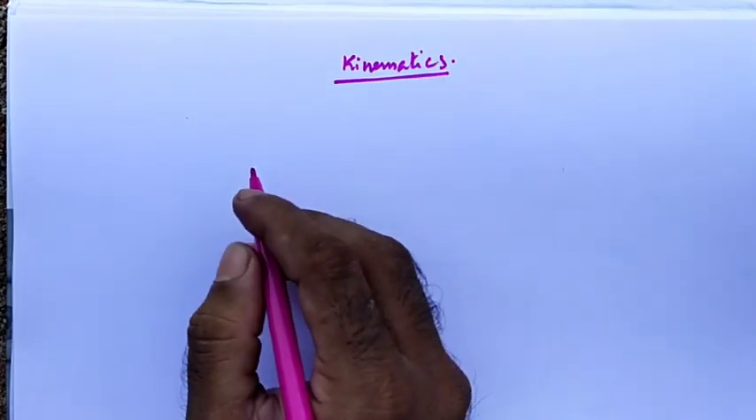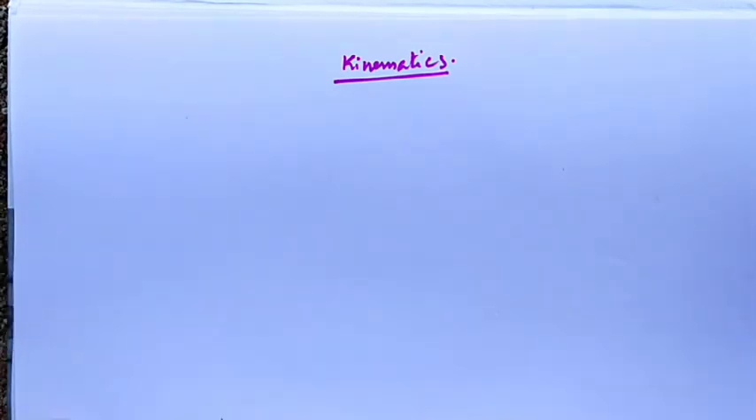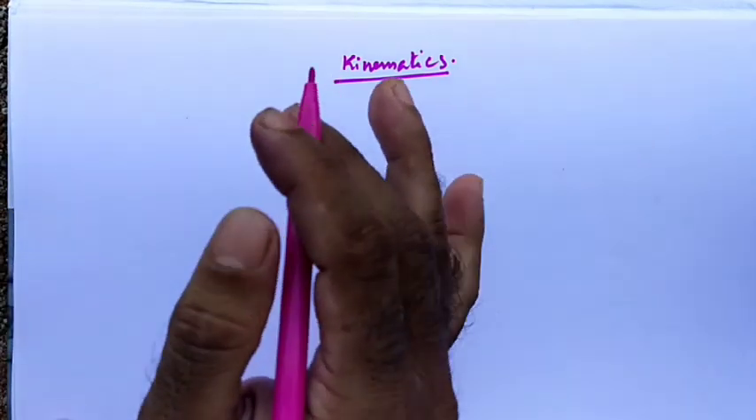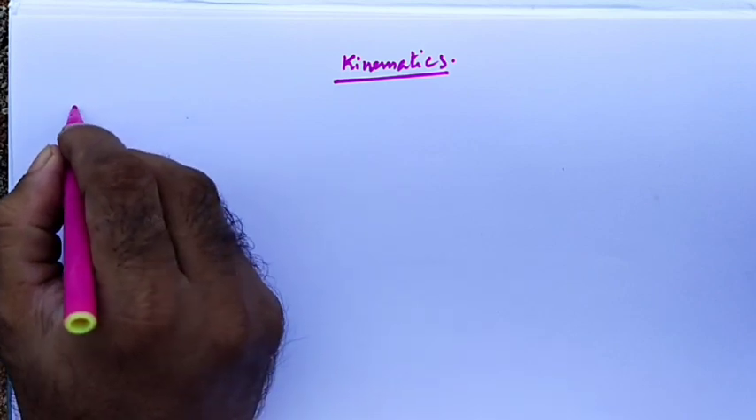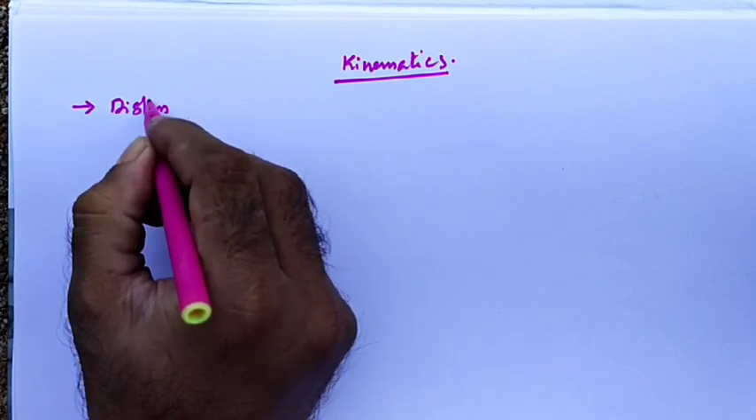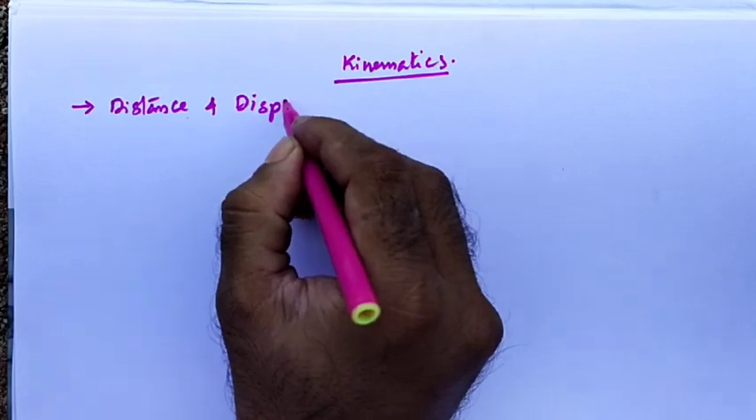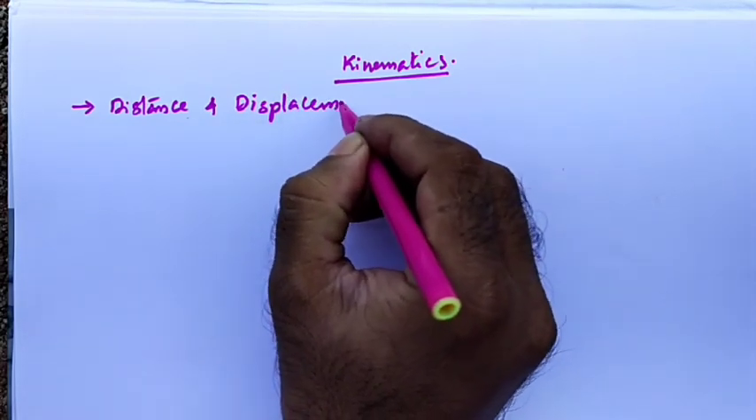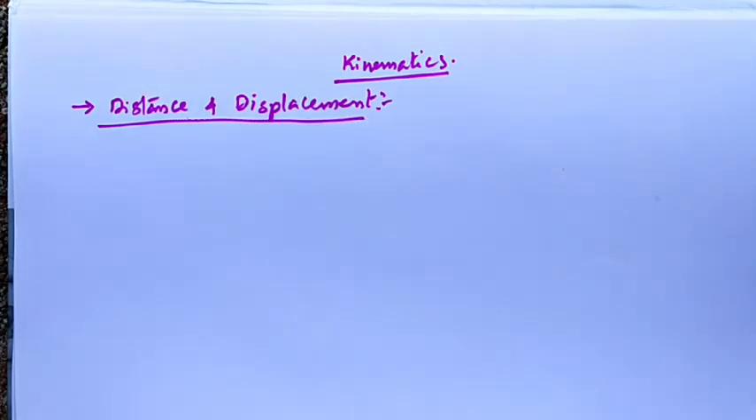Kinematics. Right? So in the before session we learnt about the definition of kinematics and rest and motion terms. Today we are going to learn two more terms. They are distance and displacement. Distance and displacement. Okay, so these two terms we are going to discuss today.